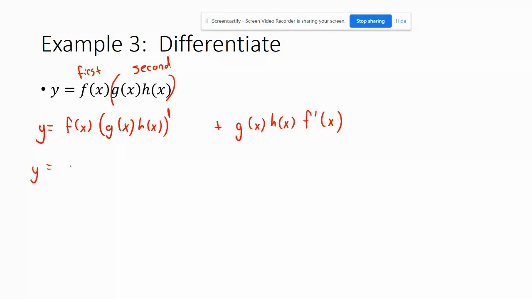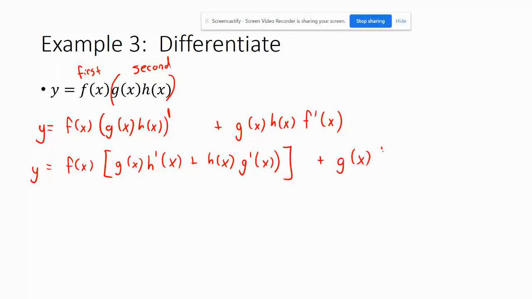So this is going to be y equals f of x. I'm going to put a big set of brackets here. Now let's take the derivative of g of x times h of x. Well, this is going to be first second prime, g of x times h prime of x, plus second first prime, like this, okay, plus g of x, h of x, f prime of x.